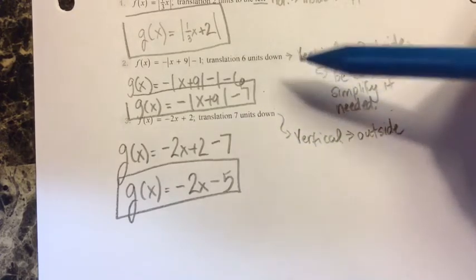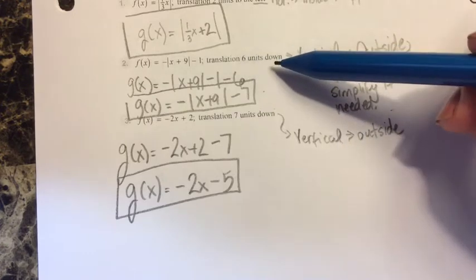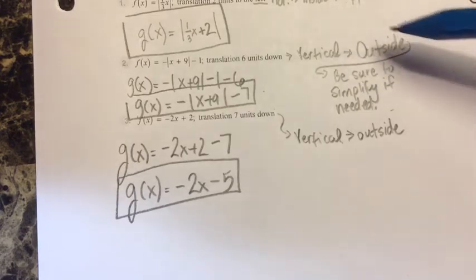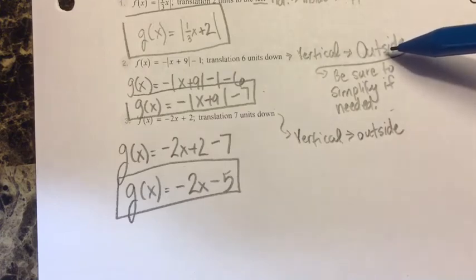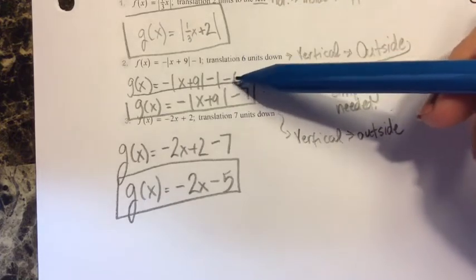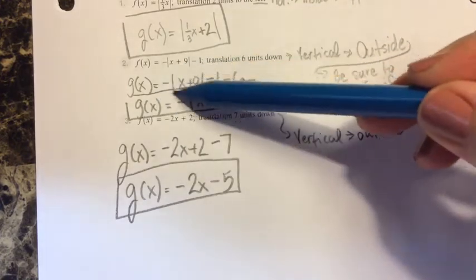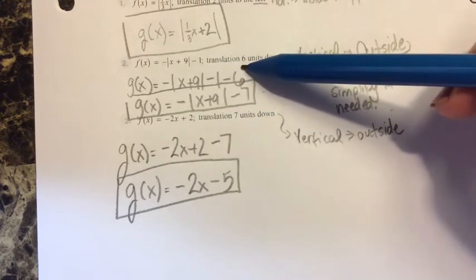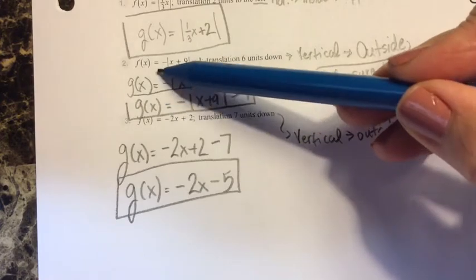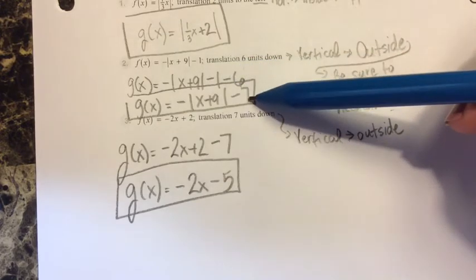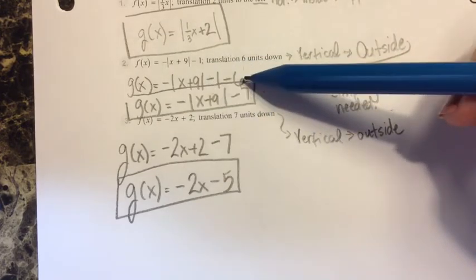To go over this quickly, a translation of 6 units down is a vertical translation or vertical transformation. Remember, vertical goes on the outside, and make sure to simplify if needed. I put -6 outside of that f of x function. I did have like terms of -1 and -6. This portion of the original function did not change. The -1 changed to a -7 because of combining like terms.